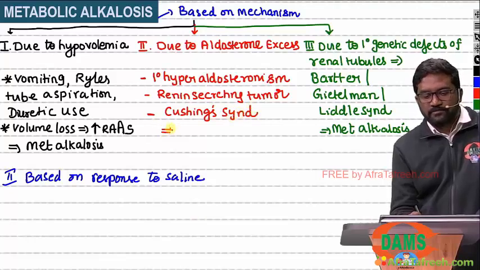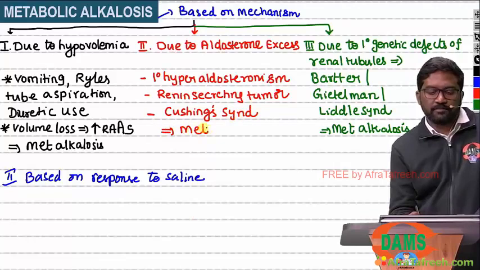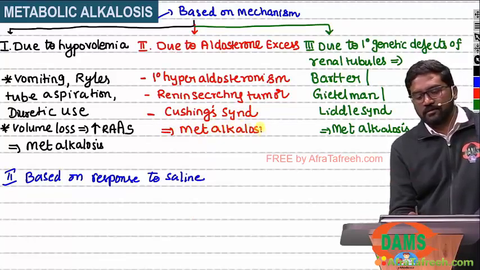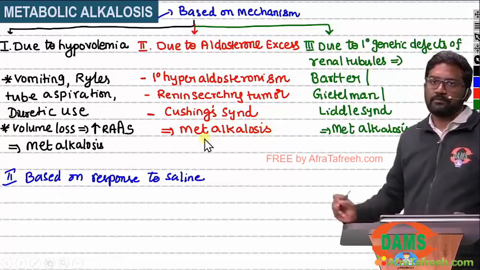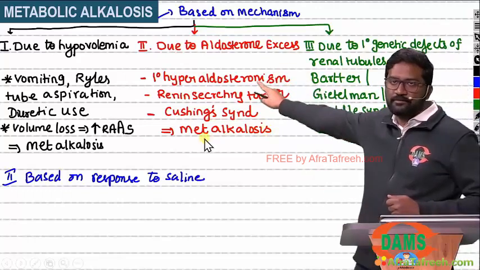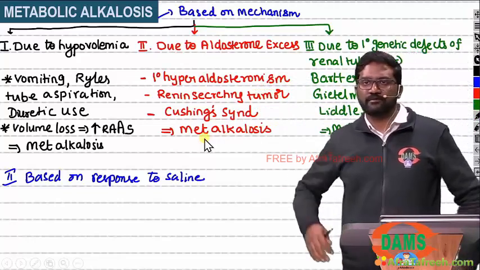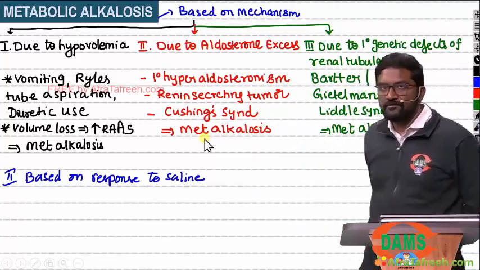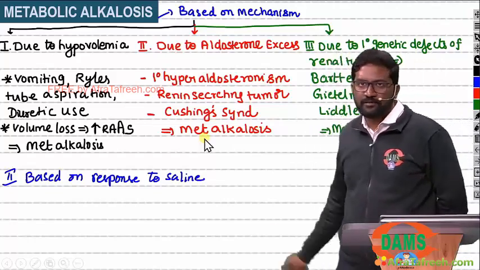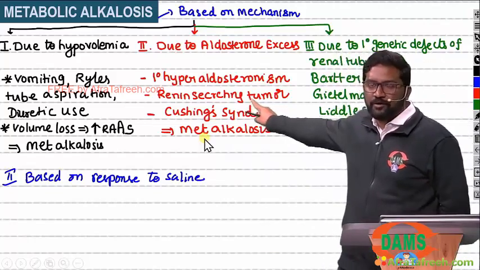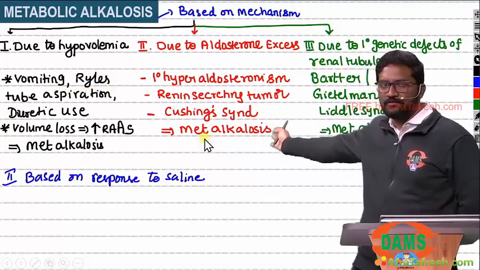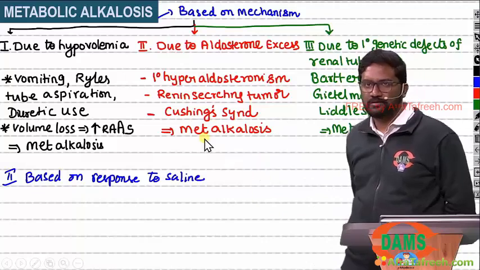In all this, the end result will be metabolic alkalosis. Now you know what is primary hyperaldosteronism. 24/7 unnecessarily aldosterone is produced in your body, so there will be continuation of metabolic alkalosis. If renin increases, automatically what will increase? Aldosterone. So increased aldosterone activity will automatically cause metabolic alkalosis.